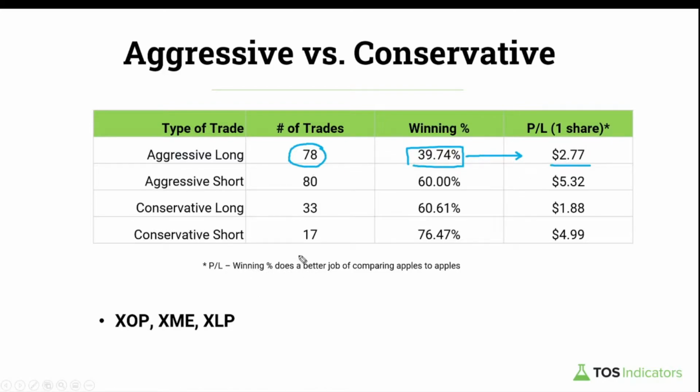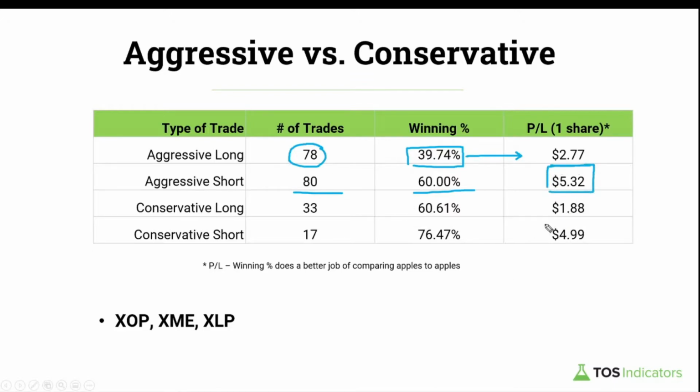Of course, using the percentage here does a better job, but as long as we see this number above zero, that gives us the idea that this model, for the 78 trades, for the most part was overall a net winner. Now, if we move on to the aggressive shorts, you'll notice 80 trade opportunities here, 60% win rate. This is more of what we're used to seeing with the raw models. A $5.32 P&L, the highest P&L for today.